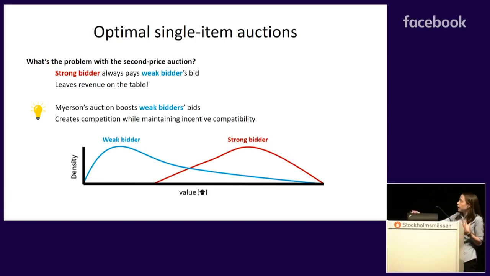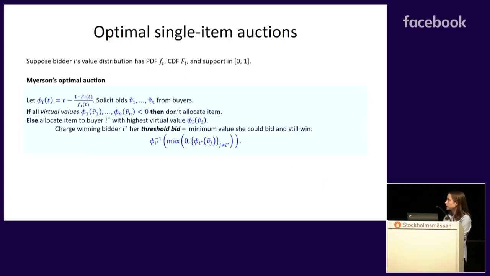It's going to leave a lot of revenue on the table because if the strong bidder's bids are much larger than the weak bidder's bids, he'd be willing to pay a lot more. So what Myerson's auction does is it boosts these weak bidder's bids to create competition for the strong bidder. So it artificially boosts his bids. And the amazing thing is that Myerson's optimal auction maintains incentive compatibility nonetheless. So I'm going to tell you what Myerson's optimal auction looks like now.